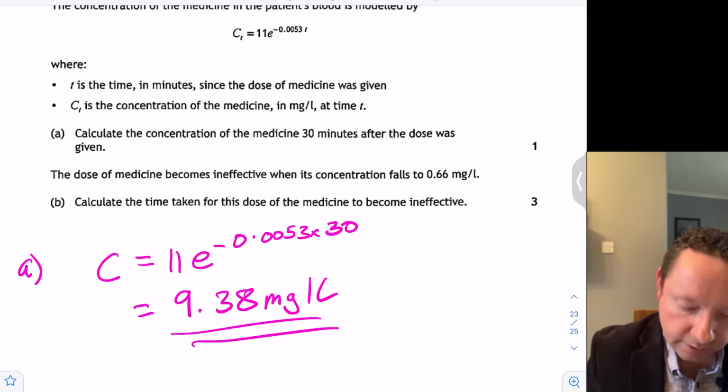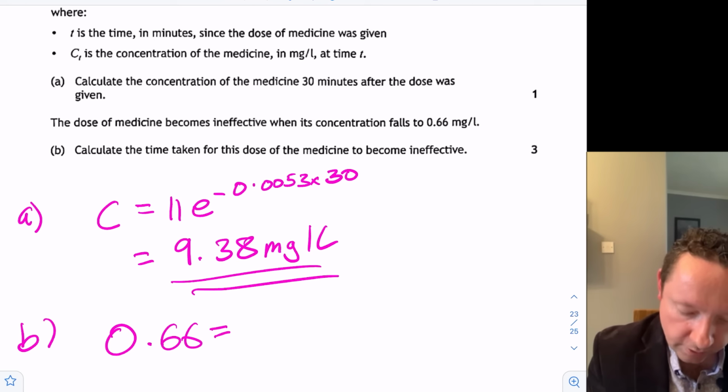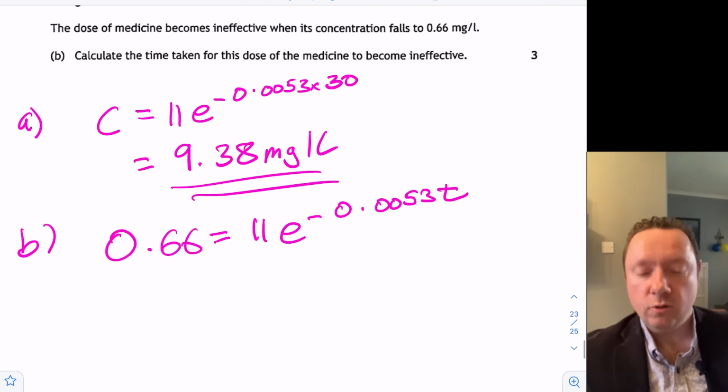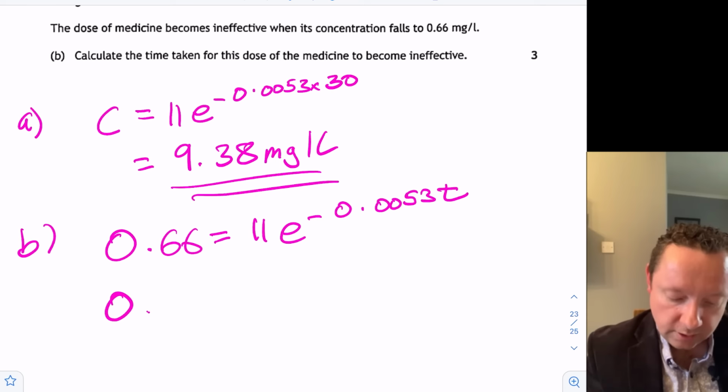Okay. Part B, calculate the time taken for this dose to become ineffective. It says that the dose becomes ineffective when the concentration falls to 0.66. So all we're doing is subbing in 0.66 to here and solving the resultant equation. So for part B, I'm going to write 0.66 equals 11 e to the minus 0.0053 t. So I can divide through by 11 straight away. If I do 0.66 divided by 11, I get 0.06 equals e to the minus 0.0053 t.